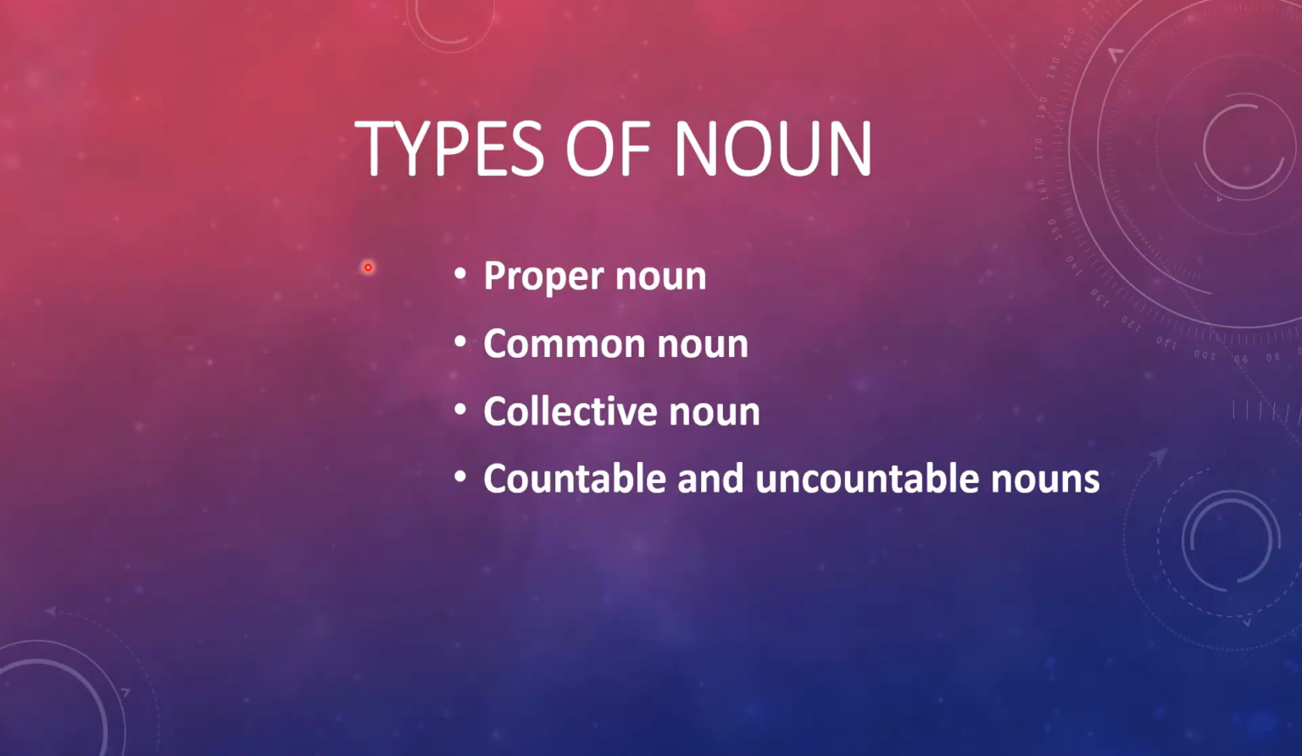We have many types of nouns, of which I'll be explaining these four types. So, they are proper noun, common noun, collective noun, and countable and uncountable noun.